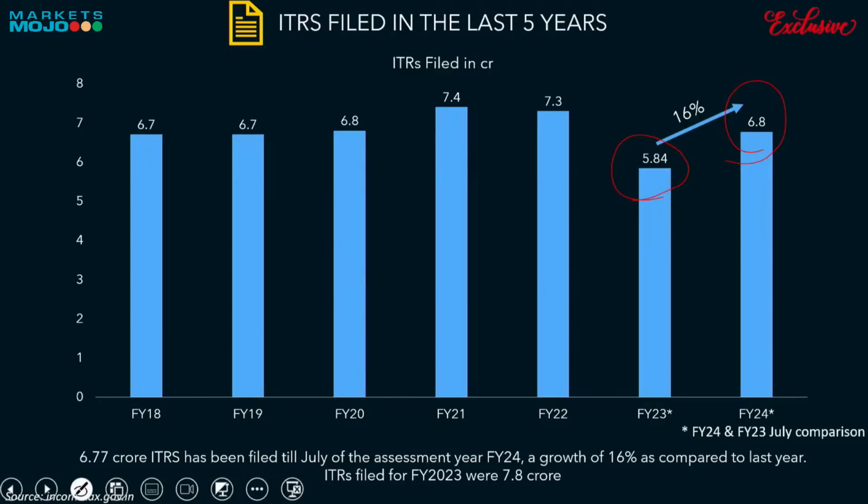In other words, if you look at the data of FY 2019 or the COVID period, we have already touched that number in July. Normally, people also file income tax returns post-July. Even though for July 2022 only 5.84 crore returns were filed, for the full year it was 7.8 crore. So these numbers will go, my sense is, above 8 crore, which will be a record in income tax returns.